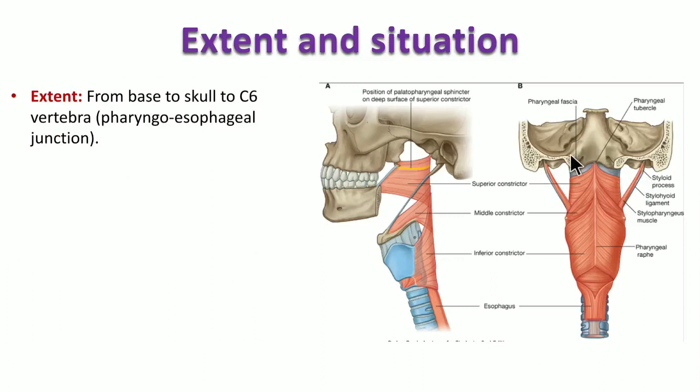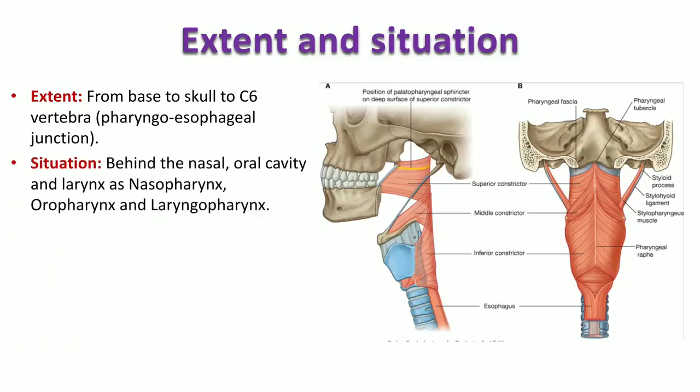So from the base of skull up to the sixth cervical vertebra, that is the pharyngoesophageal junction where the pharynx continues as the esophagus. At the same level the larynx also continues as the trachea. So its extension is from the base of the skull to the C6 vertebra. It is situated mainly behind the oral cavity and nasal cavity.